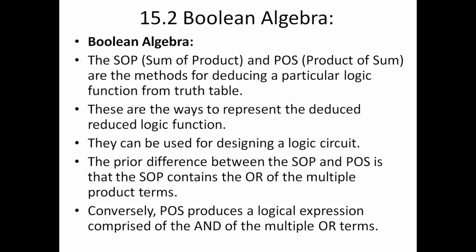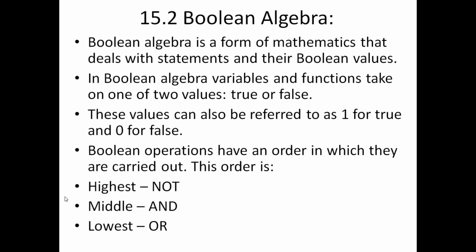The prior difference between them is that SOP contains the OR of multiple AND gates, whereas product of sum contains one AND gate, or basically an AND between the brackets, and inside the brackets we use multiple OR gates.